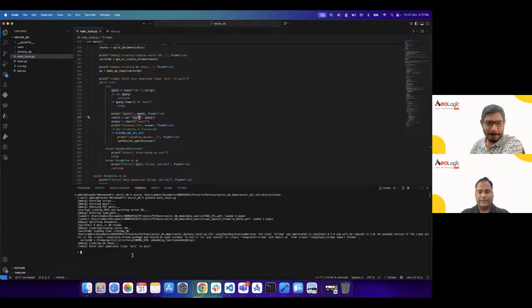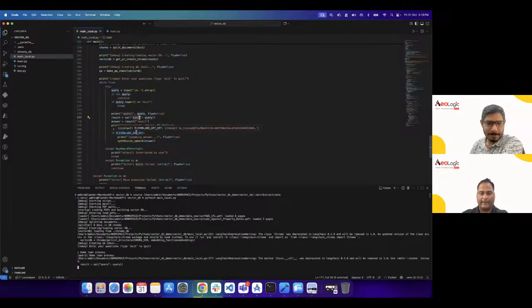So now I simply make a query: home loan process. It fetches data from our Chroma DB. It is fetching.